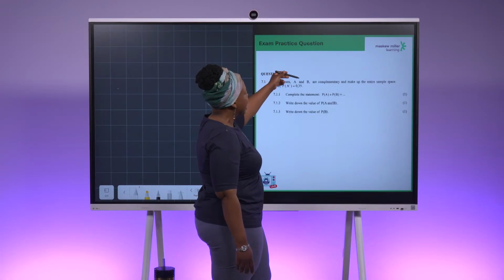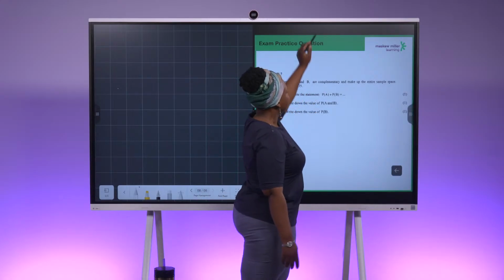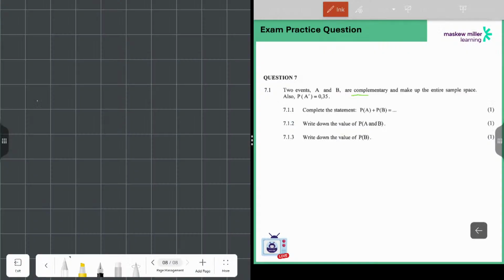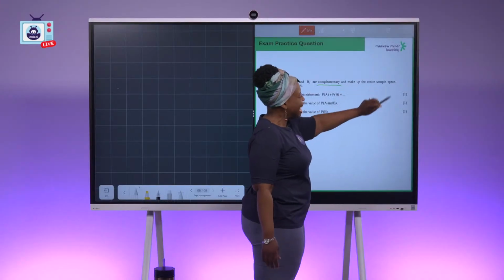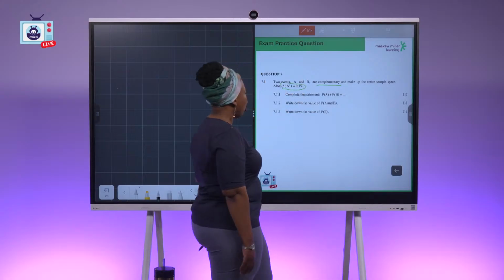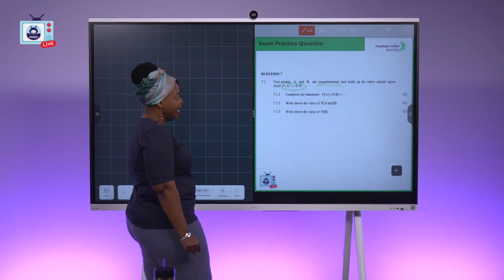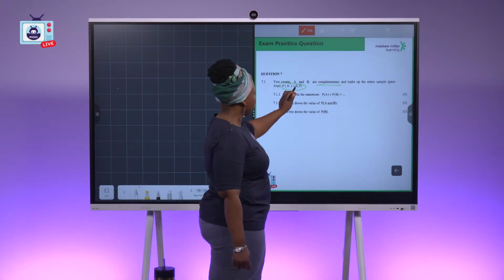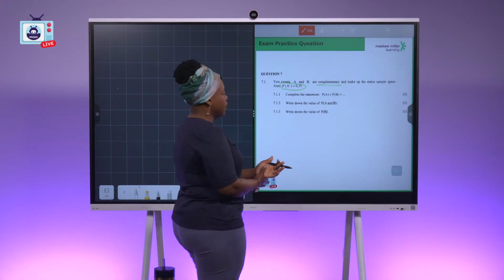Two events A and B are complementary. They're actually telling us that they are complementary, and when they say that, I always just close my eyes and think of the formula. The one that says that if it's complementary, then the probability must be equal to 1, and that is what is important. And they say they make up the entire sample space, and also we have that the probability of not being A is equal to 0.35. So that is the important part of it.